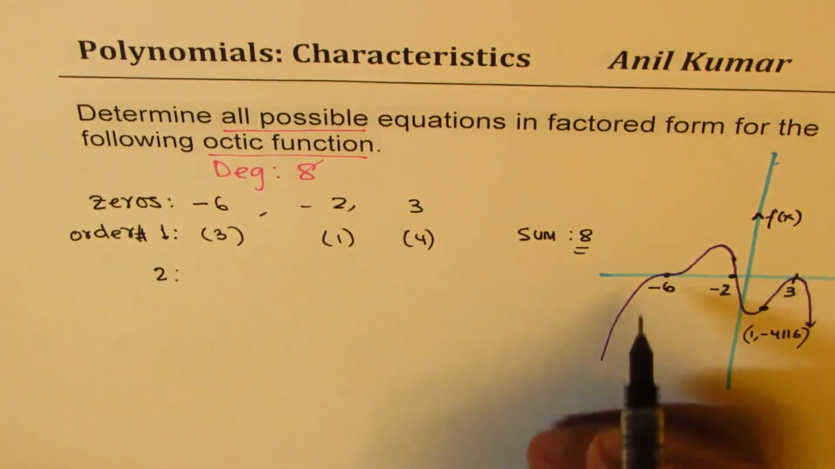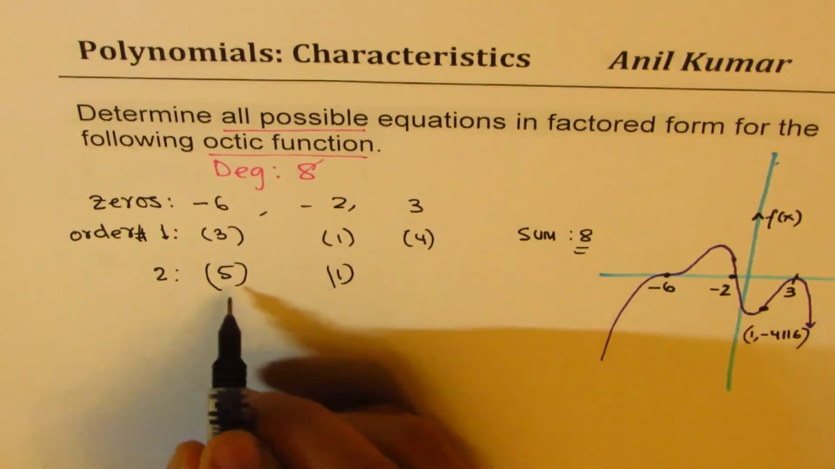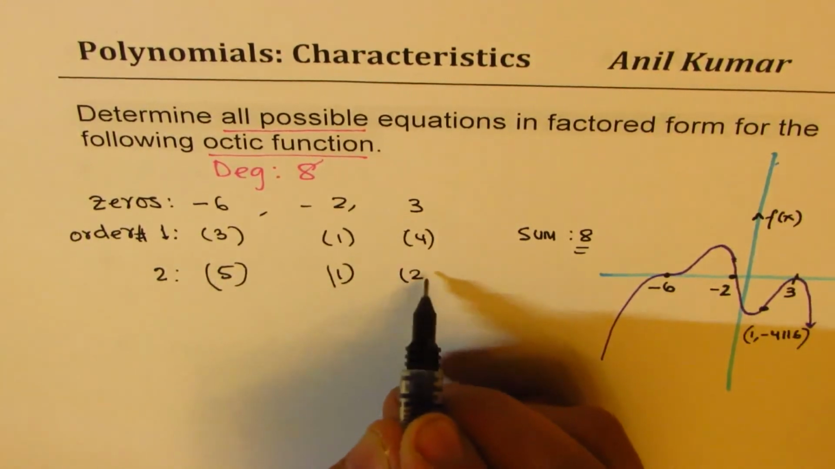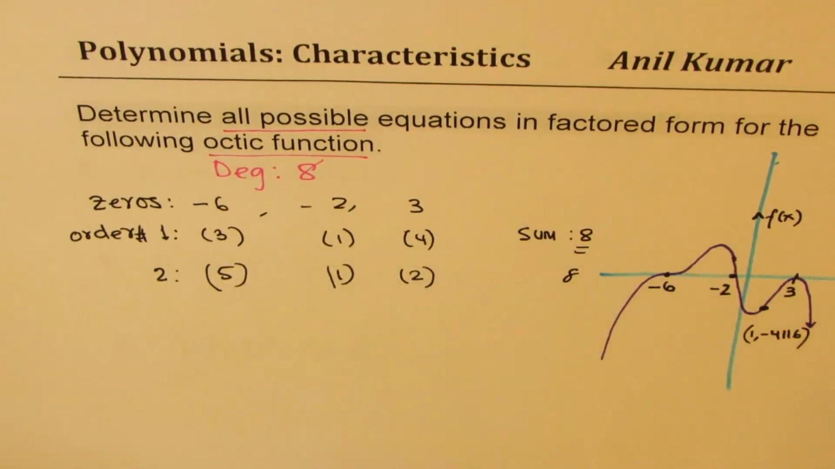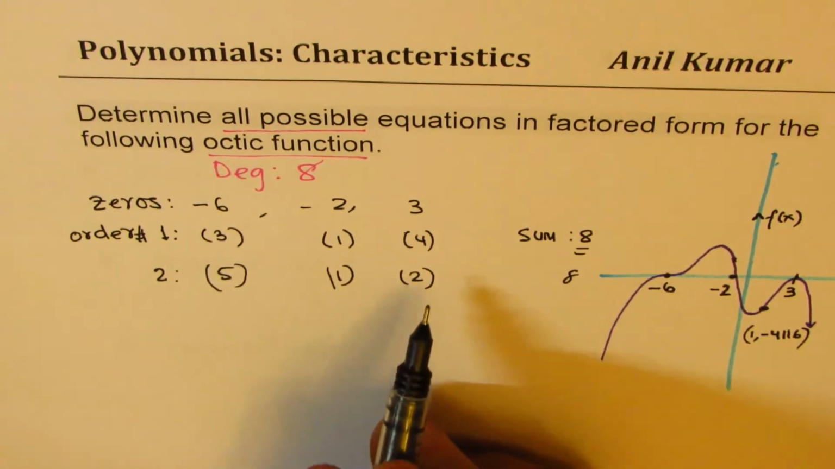The second option could be, I could treat this as 5. Is that okay? This is 1. 5 plus 1 is 6, plus 2 gives me 8 as the total. That also makes it octic, right? So I have these two options. Based on the options, now I can write down my equation.